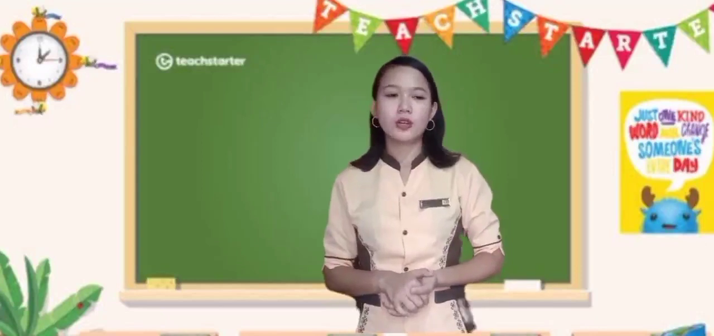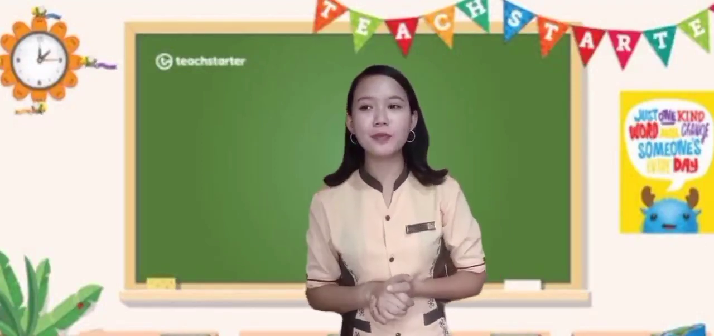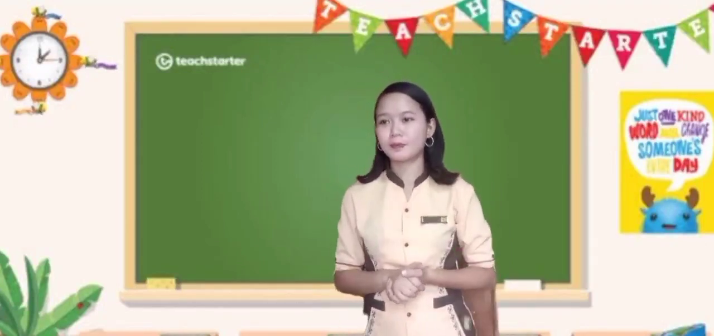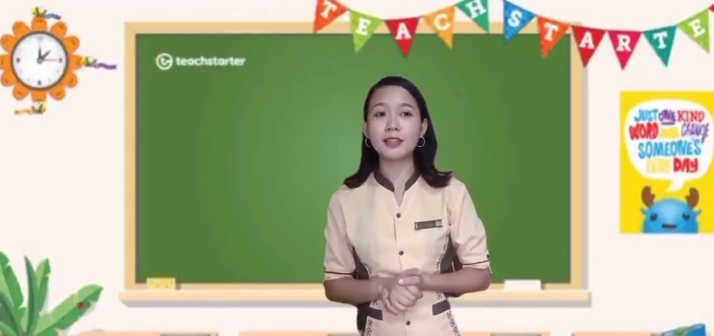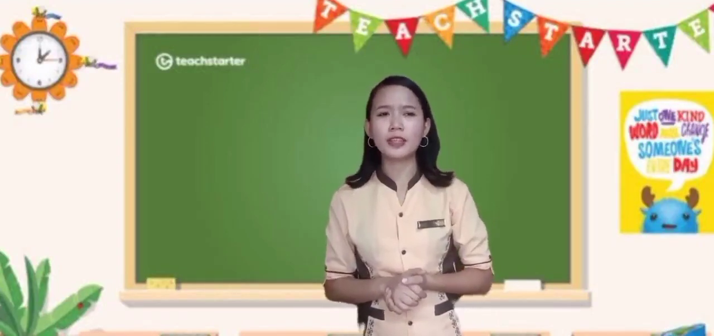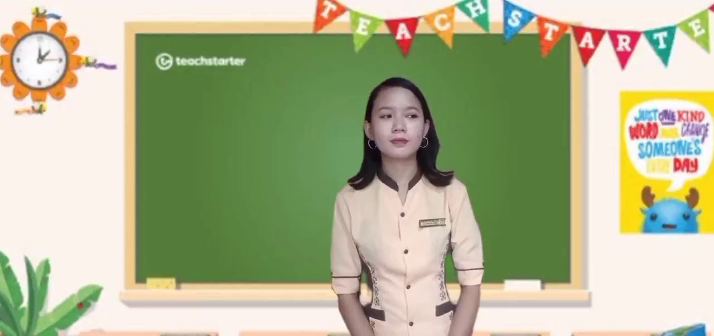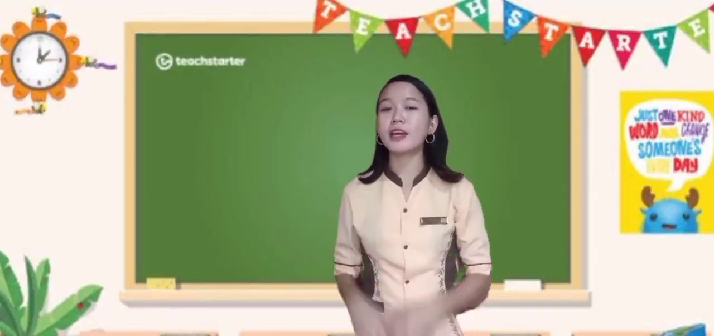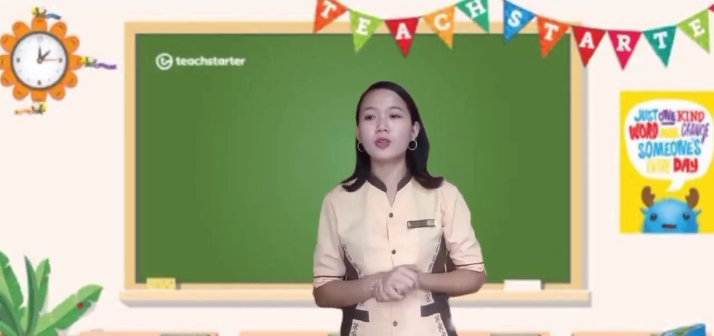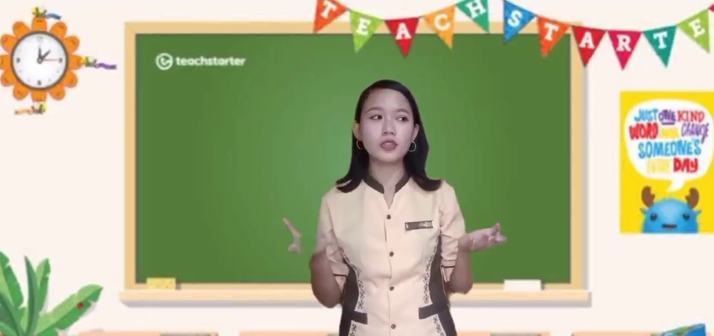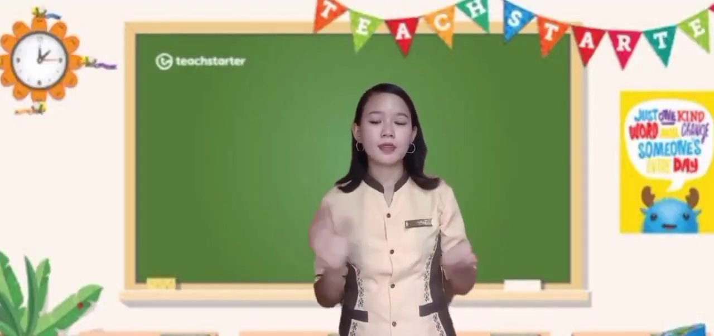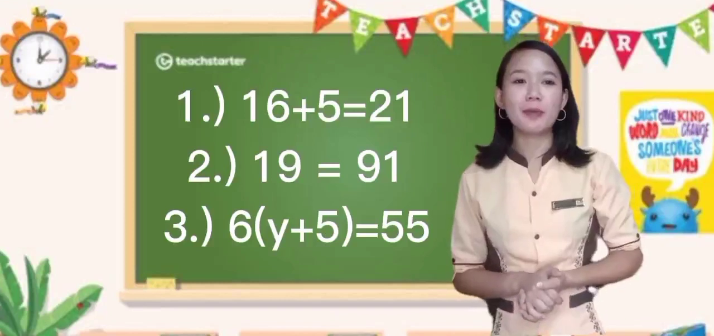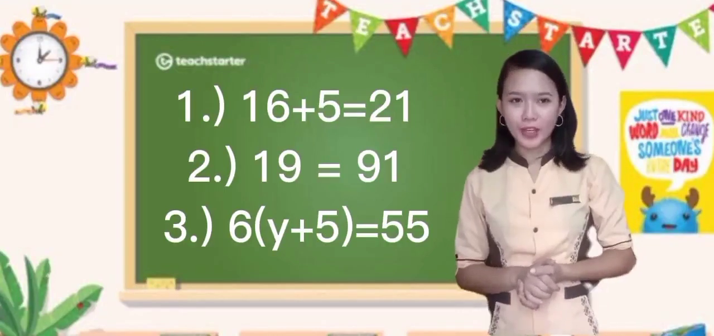Thank you. Class, what have you observed on those pictures? It's like a balance scale, right? What did you do? You balanced it by adding and subtracting numbers to make both sides equal to each other, right? Our new topic for today is all about equations.